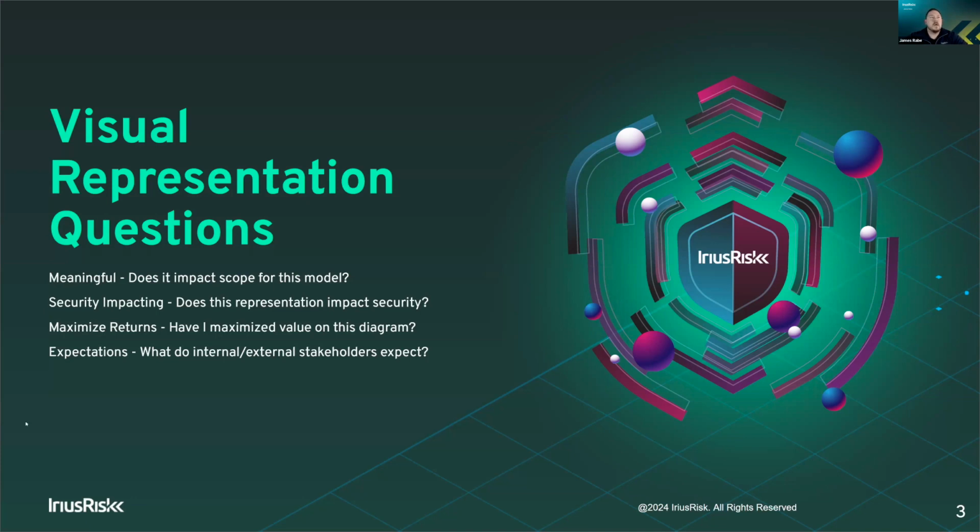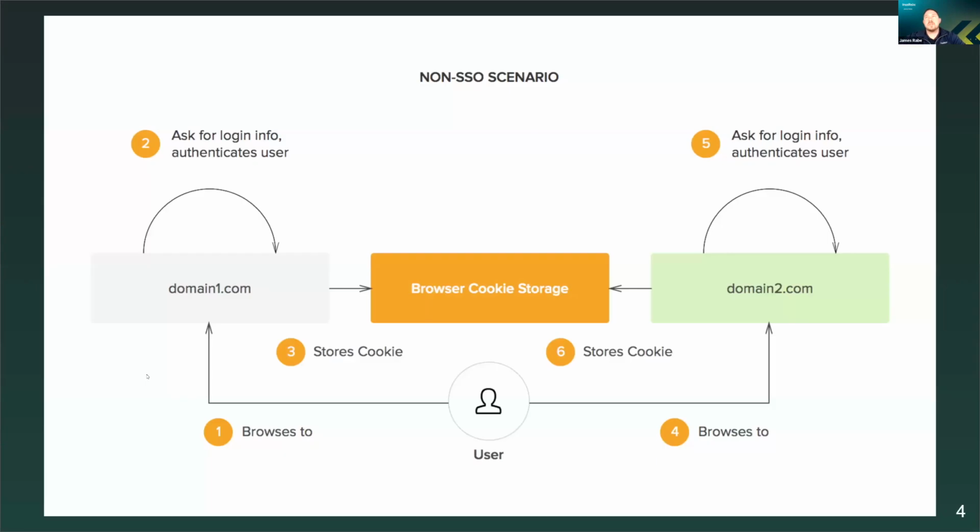So on to the next one here. This is our non-SSO scenario. So we have some user browsing to some domain, and this could be a SaaS application. That user is then going to have to log in. It's going to ask for credentials. It's going to store that cookie. And then essentially he's now authenticated with that site. And then the process repeats itself with every single domain.